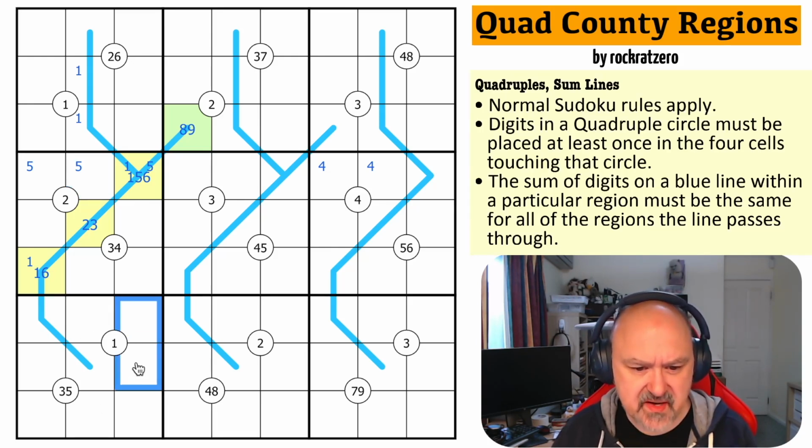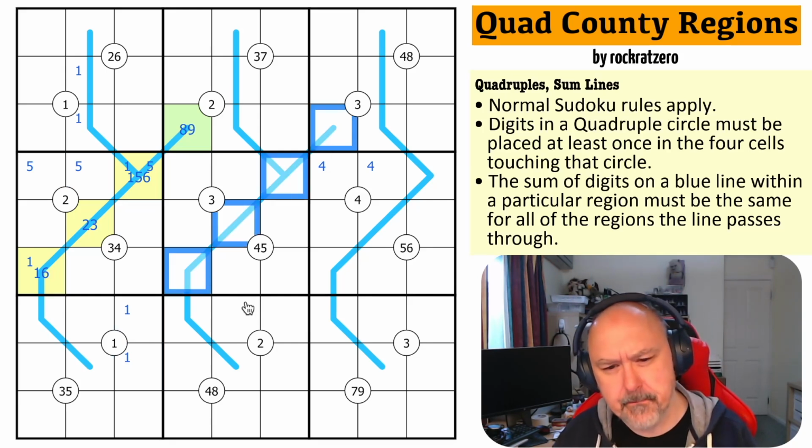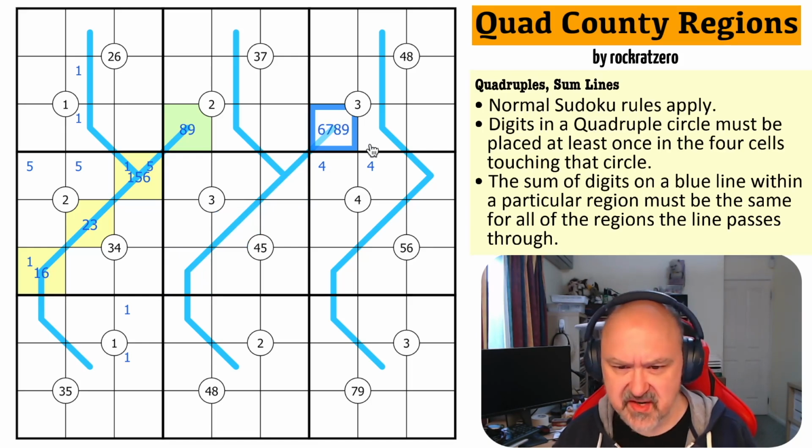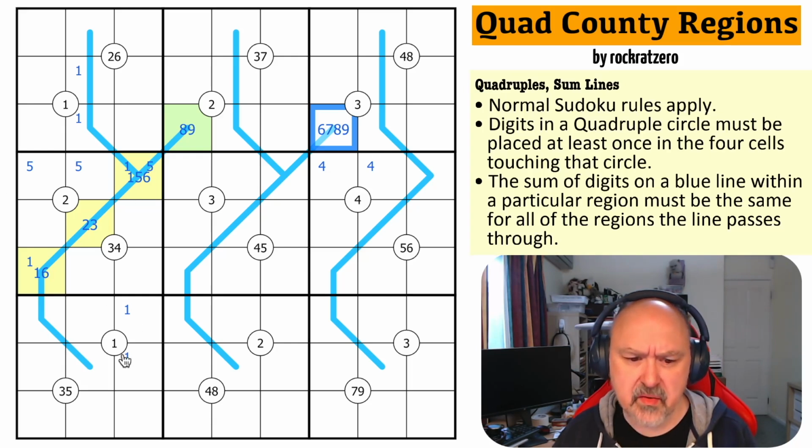So that means the 1 down here is on here. Now, can I do the same on this line? This doesn't seem as forced. So this is also 6, 7, 8, 9. Oh, hang on. The 1 down here means that's not the 1. This is the 1. This is the 2, 3. This is the 5, 6. 4.